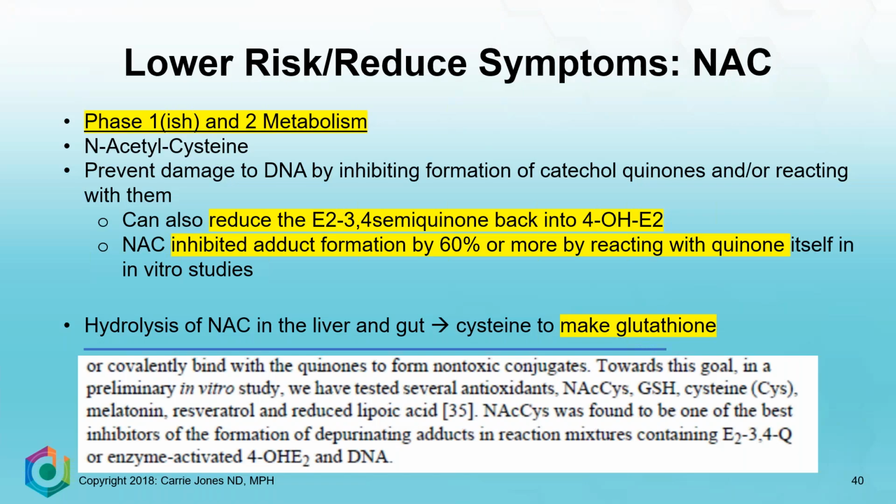So glutathione S-transferase, we're looking at things that help with glutathione. So we're going to look at N-acetylcysteine. N-acetylcysteine helps prevent DNA damage by reducing the semiquinone back into the 4, back to the beginning again.